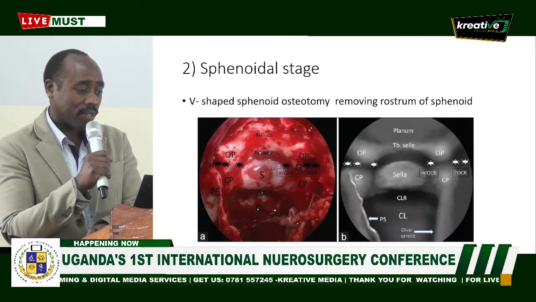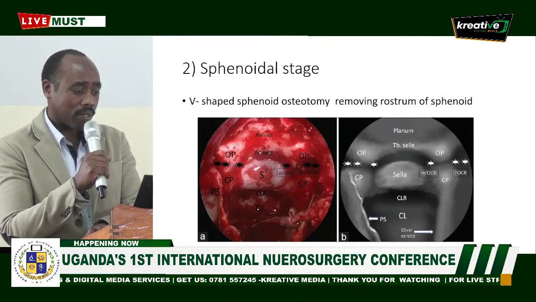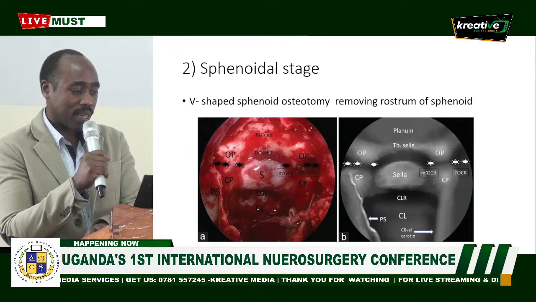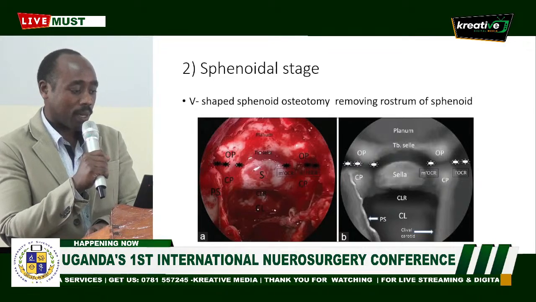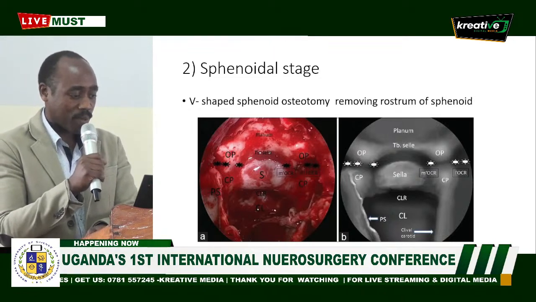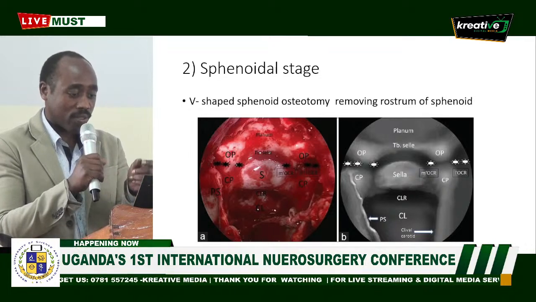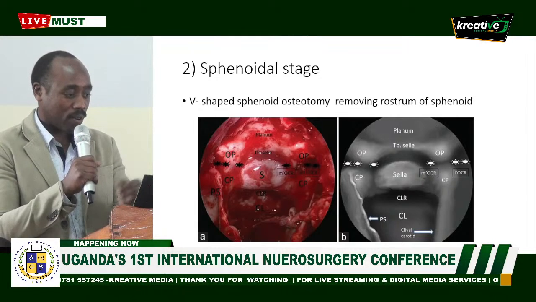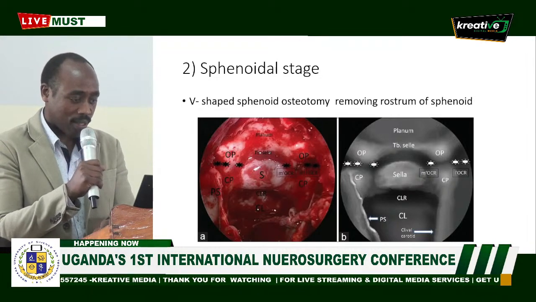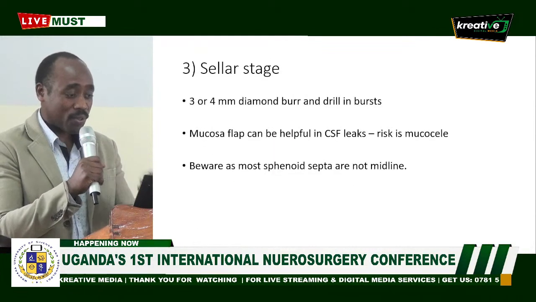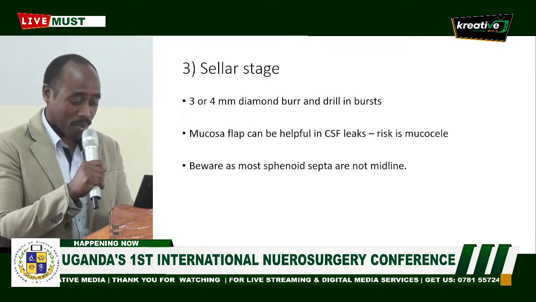The second stage is the sphenoid stage, whereby you drill the sphenoid bone and open it to access the sphenoid sinus. The limitations are, superiorly, the sphenoid ostium, caudally the pterygosphenoid synchondrosis, and laterally the sphenoethmoid recesses. The vomer, you always leave a small bit to guide you as a midline. When you're in the sellar, you take off the sellar roof and remove the mucosa. Sometimes some people harvest the mucosa and use it during the repair, but there's always a risk of a mucocele.